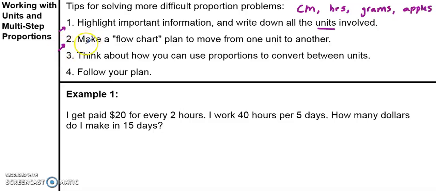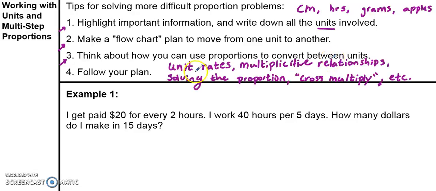Number 2, I'm going to make a flowchart plan to move from one unit to the other. So kind of a list of steps I'm going to follow to solve that problem. How do I go from the numbers that I have right now to the answer that the problem is looking for? Third, I like to think about how I can use proportions to convert between units. So in number 2, I made a plan. And number 3, I'm actually going to think about how I can use ratios and proportions to go from one step of my plan to the next.